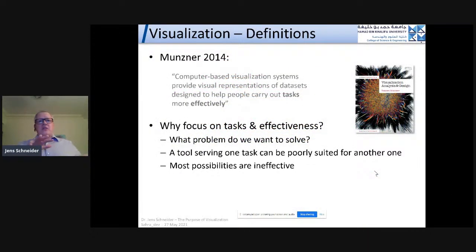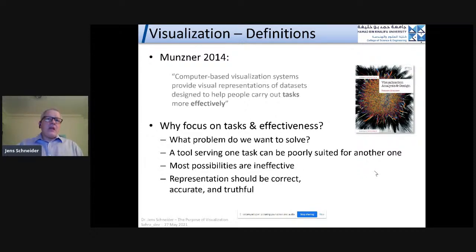As we saw, tools have to really match the problem. It's the same as if you try to put a screw in a piece of wood with a hammer. So you need specialized tools for the problem. And luckily, most possibilities are ineffective. That's why this is an active research field.